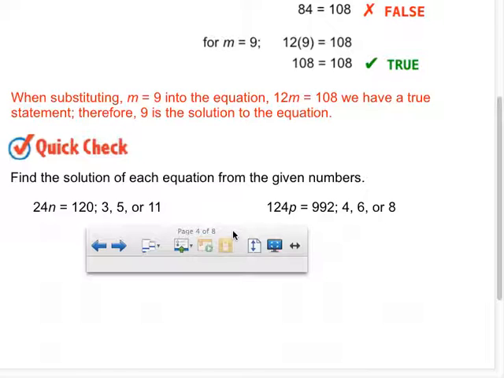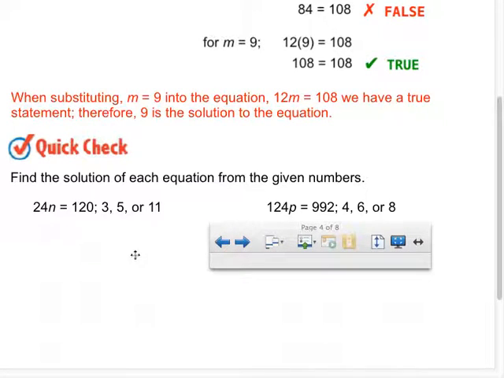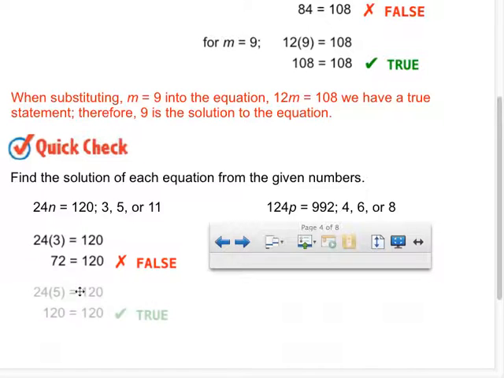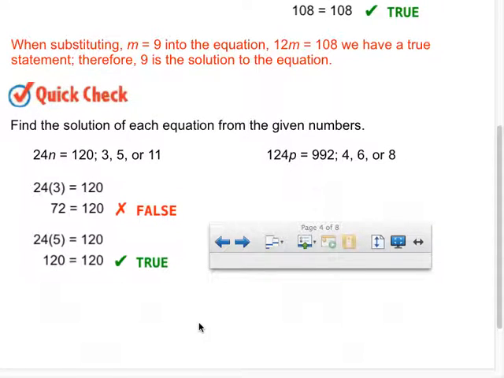Who had number 3, the value 3 for the first equation? Go ahead. I got 72. Okay, and is that a solution to our equation? No. Nope, that's false. Okay, and who substituted 5 for us? Kalila, go ahead. Right, 120, and was that true? Yep, that was our solution. And who did 11? Go ahead. I got 264. 264, and was that a solution?